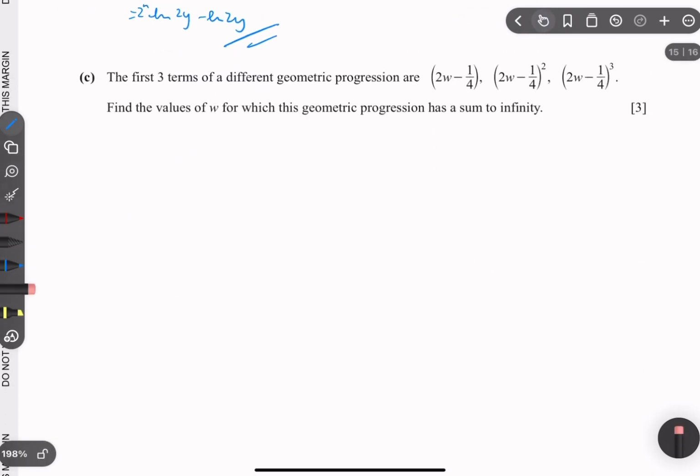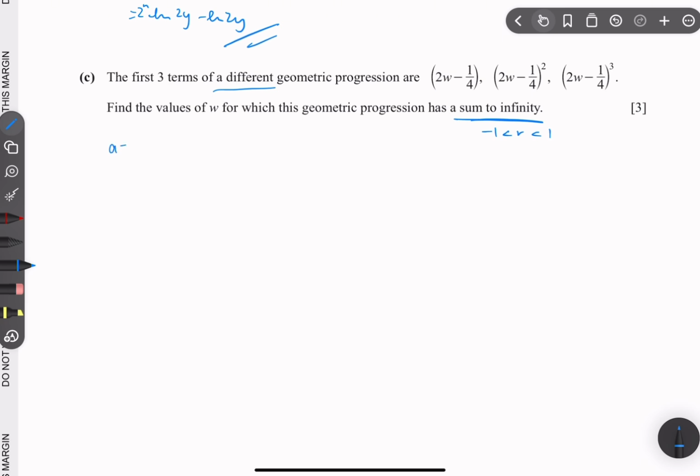Part C. The first three terms of a different geometric progression are these. Find the values of w for which the geometric progression has a sum to infinity. Okay, so for the geometric progression to have a sum to infinity, the ratio has to be more than -1 and less than 1, as you can see here. Okay, so keep this in mind.